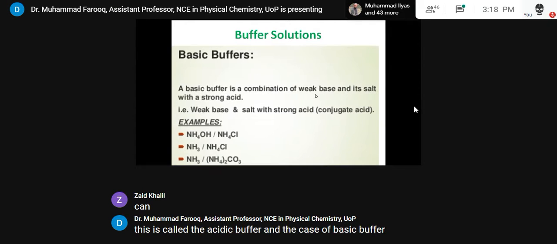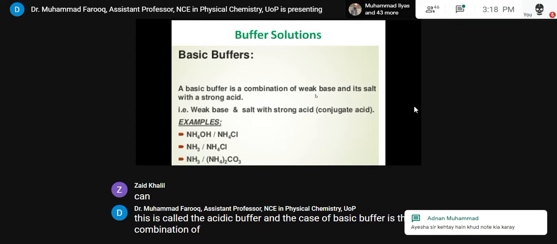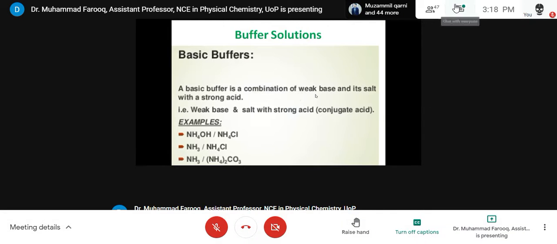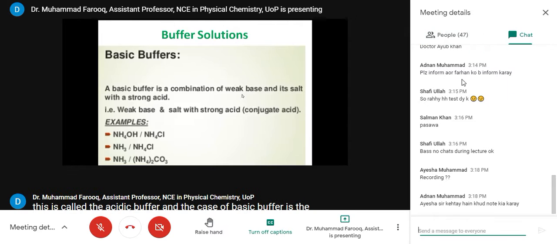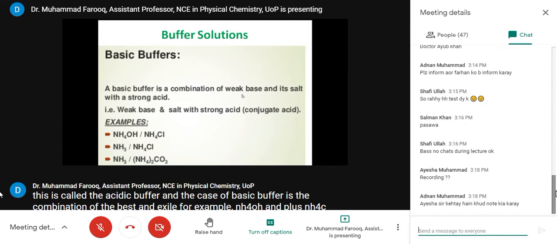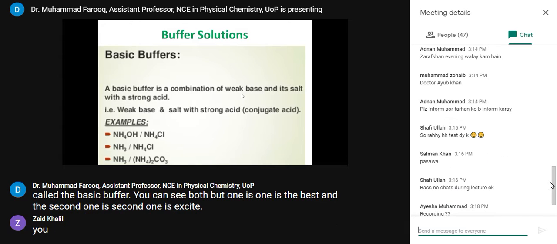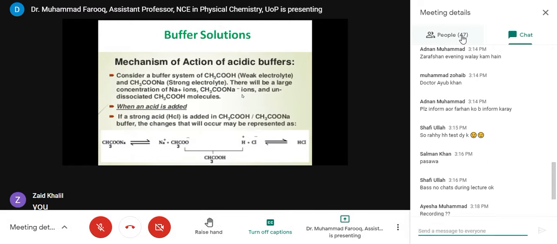In the case of basic buffer, it is the combination of weak base and its salt. For example, NH4OH plus NH4Cl. So this is called the basic buffer. You can see one is the base, and the second one is its salt. So how do they act actually?